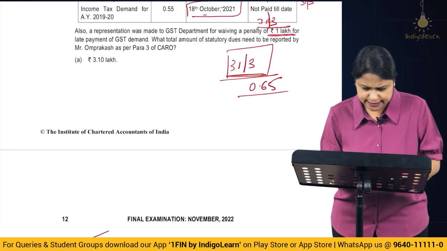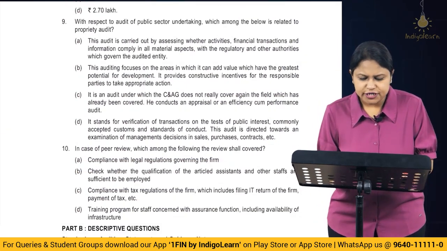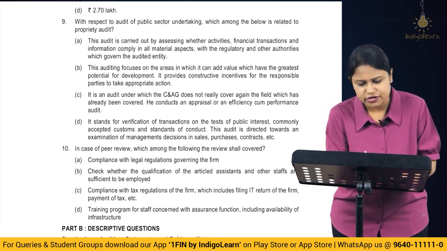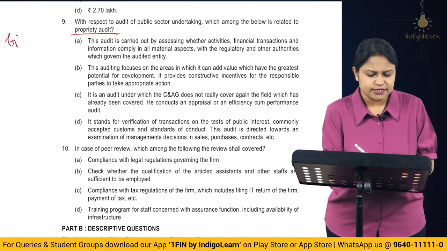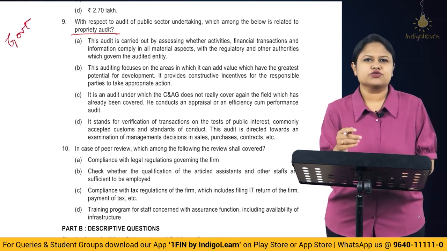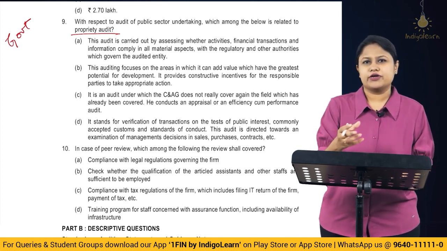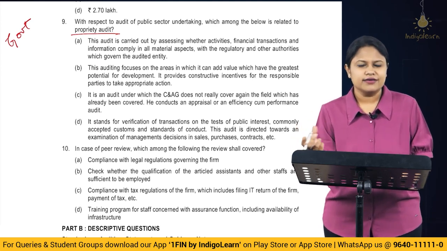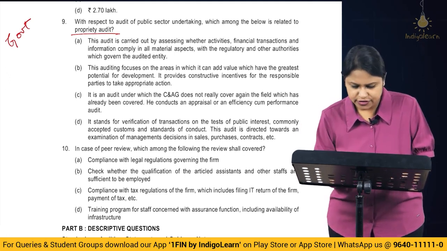Alright, then moving on to the next one. With respect to the audit of public sector undertaking, which among the below is related to proprietary audit? A very simple question. What is proprietary audit? As a part of government audit, we study that proprietary is to ensure no wasteful expenditure. A person of ordinary prudence, the way he would use the money for his own purpose, is the same way he uses the government money as well. So that is economical usage. Okay, that means you have to avoid wasteful expenditure. That is checked in the proprietary audit.